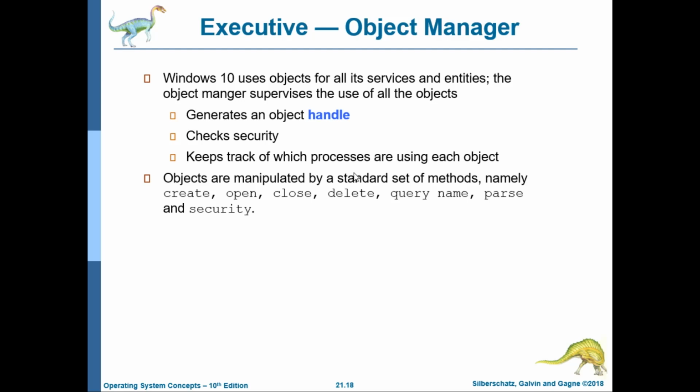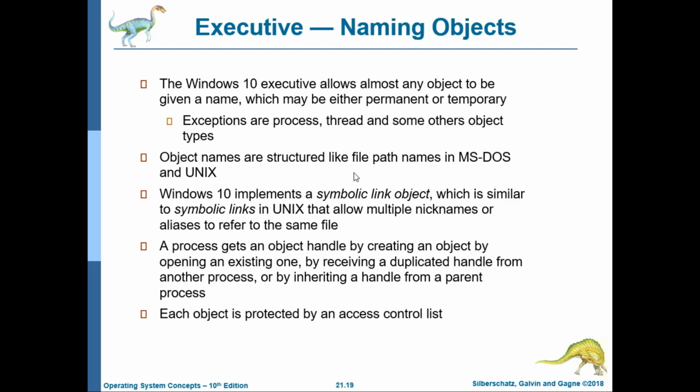So next we have the executive. So executive has object manager. So Windows 10 uses objects for all its services and entities. The object manager supervises the use of all the objects. So this object manager, of course, generates an object handle. It also checks security and keeps track of which processes are using each object. So objects are manipulated by a standard set of methods, namely create, open, close, delete, query name, parse, and security.